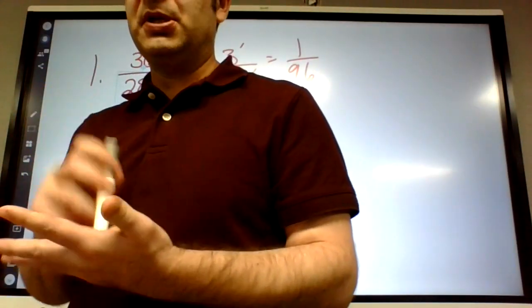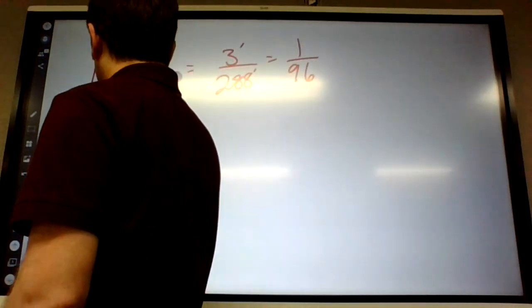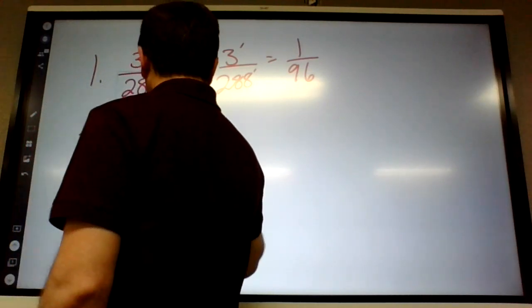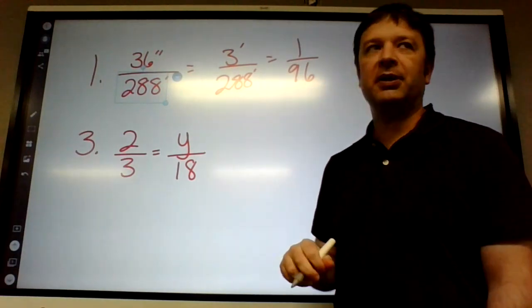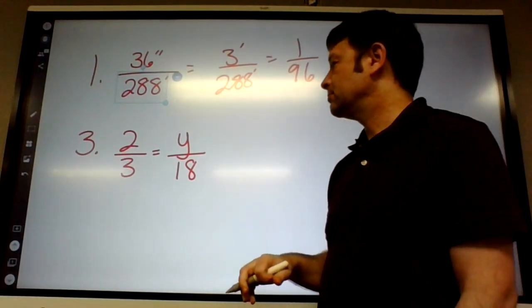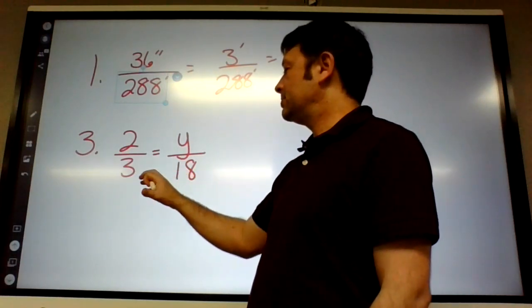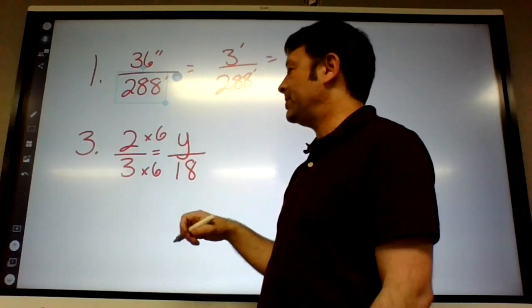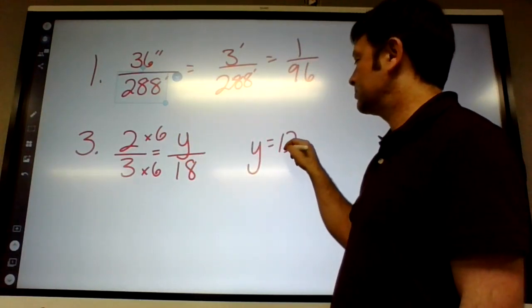Those all reduce. Okay, number 3, solve the proportion. 2/3 equals y over 18. Now, you could cross multiply, but there is an easier way. You divide 18 divided by 3. 3 times what is 18? 6. So the top one is going to be the same ratio. So y is 12.